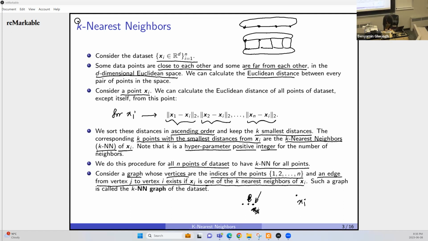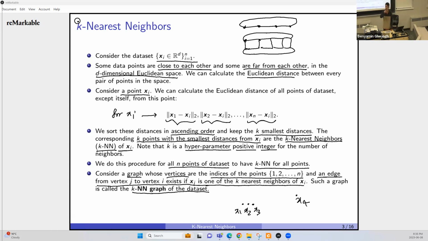In other words, let me call this x1, x2, x3, x4. One nearest neighbor of x4 is x3, but one nearest neighbor of x3 is not x4, it is x2. So it's not necessarily symmetric. That is an important thing. Therefore it's a directed graph. Such a graph is called the k nearest neighbor graph of the data set. So I talked about k nearest neighbor. Now I define the k nearest neighbor graph of a data set.